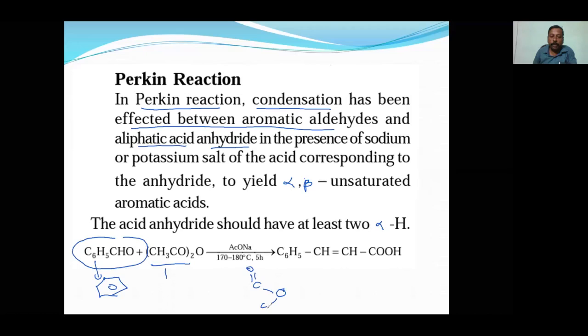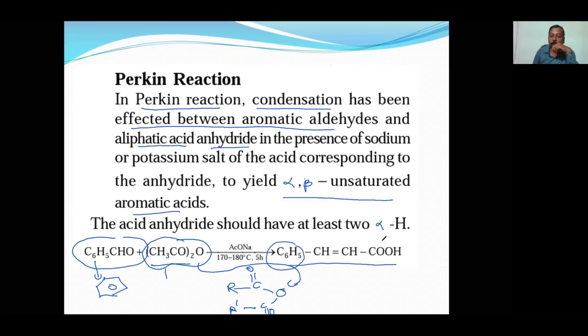but they never write it completely in the exam. There will be R, there will be R dash. We are going to study this in carboxylic acids also, no problem. So this is the acid anhydride. They both react to form the alpha beta unsaturated acid, an aromatic acid. So this is a carboxylic acid. This is the alpha carbon, this is the beta carbon. The acid anhydride should have minimum 2 alpha hydrogens.